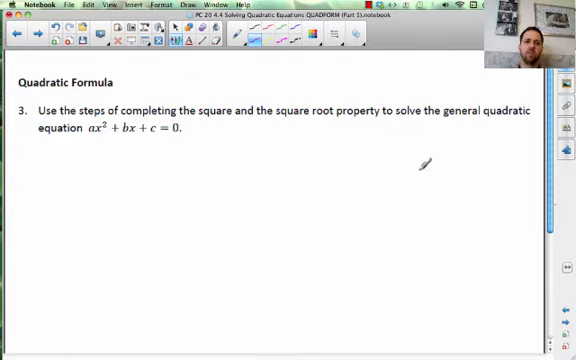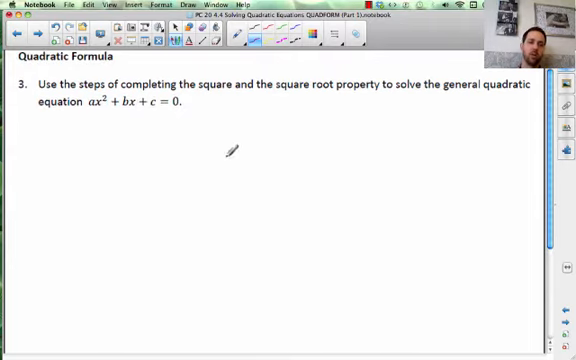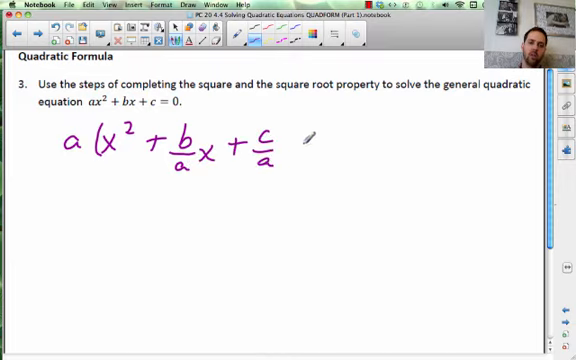It says, use the steps of completing the square and the square root properties to solve the general quadratic equation. Okay, this is going to be ugly, bear with me. I want to take out a factor of a. That leaves us with x squared plus b over a, x, plus c over a, equals 0. Now that a disappears, these other a's will have to stay.